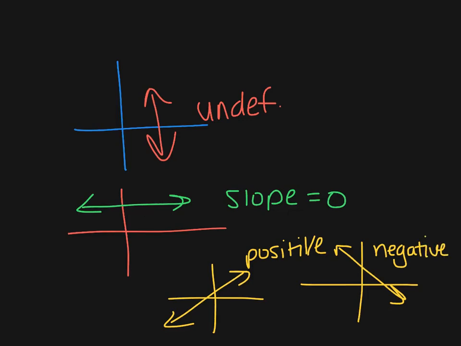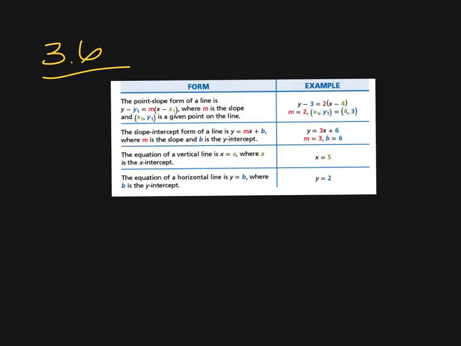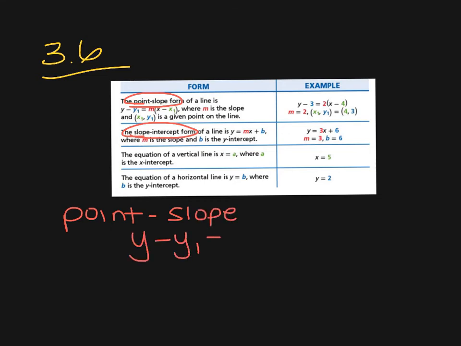And then in the next section, we got deeper into finding the equations of lines. So in 3.6, we got into finding the equations of lines. And again, this is just a snapshot from your book real fast. We learned 2 different types of equations, the point slope form of a line, and the slope intercept form of a line. So the point slope is y minus y1 equals m times x minus x1, where the x1, y1 is the point and the m is the slope.